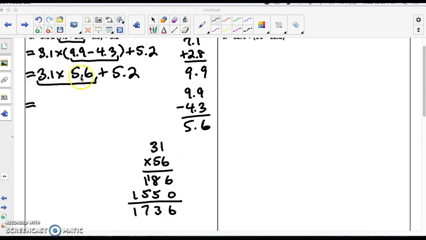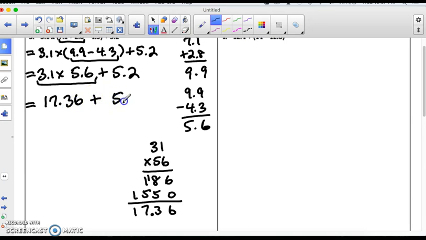I look at the original estimate numbers that I multiplied, the decimals. I'm going to round this to about 3. I'm going to estimate that to about 6, so 3 times 6 is 18. If my estimate's about 18, I know the decimal point has to go between the 7 and 3 because it has to be close to 17 there. So the answer to 3 and 1/10 times 5 and 6/10 would be 17 and 36/100 plus 5 and 2/10.